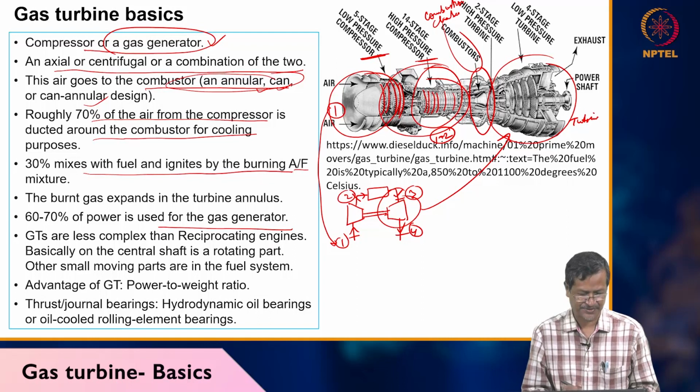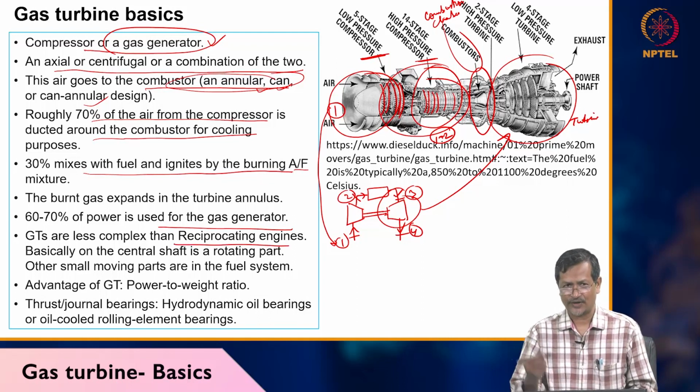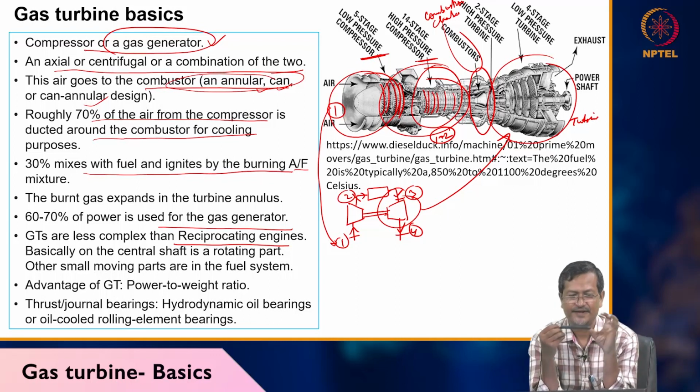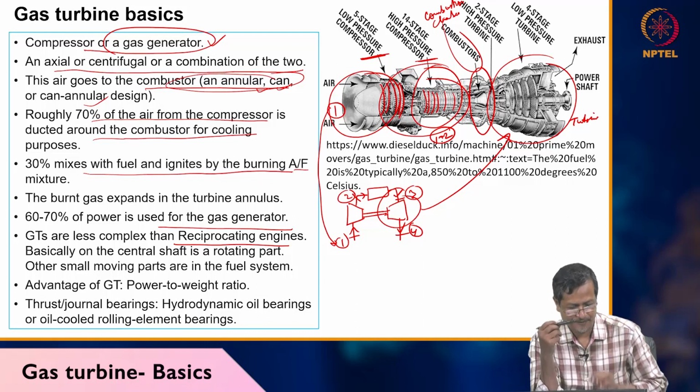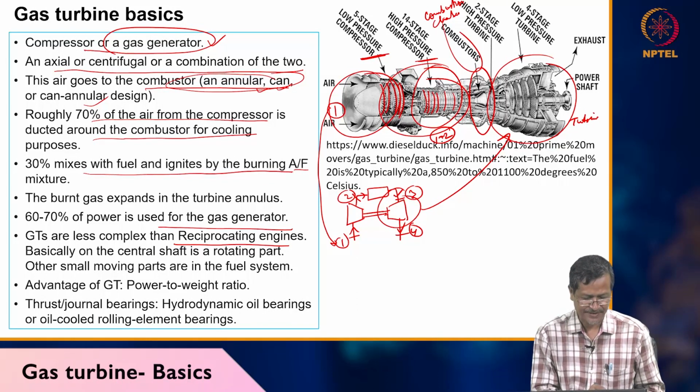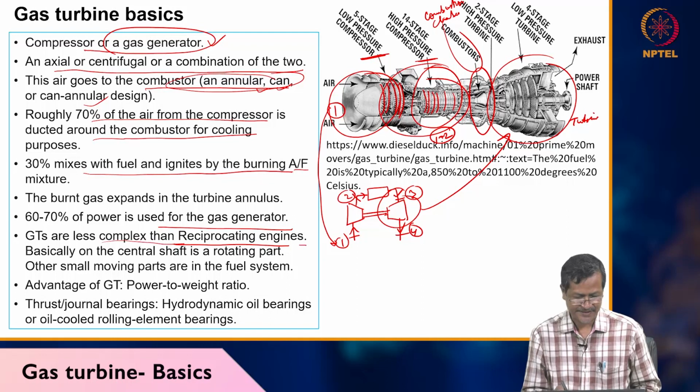Gas generator means compressor system. Gas turbines are less complex than reciprocating engines because there is only one shaft. Compressor is here, turbine is here. The compressor is compressing, the turbine is rotating, so it is giving power directly. There is no other moving element. Only this one shaft connects the compressor system and the turbine system. So it's actually a very simple system. Gas turbines are less complex than reciprocating systems.